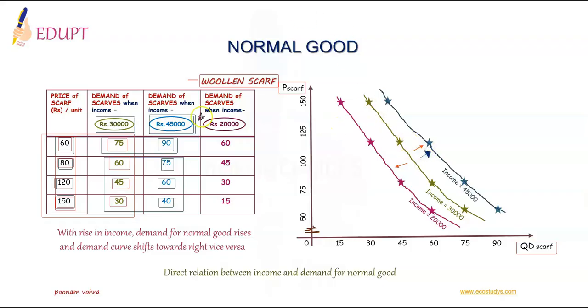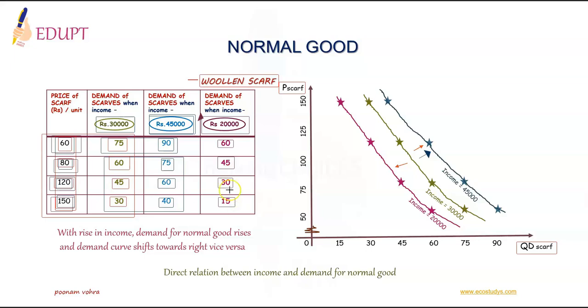Now let's suppose income of the consumer falls to 20,000. Price remains the same. Let's have a look at the demand for scarves. At price 60, quantity demanded is 60. Price rises to 80, quantity demanded falls to 45. Price rises to 120, quantity demanded further falls to 30. Price rises to 150, quantity demanded further falls to 15.